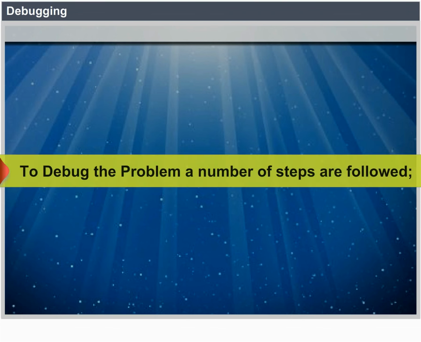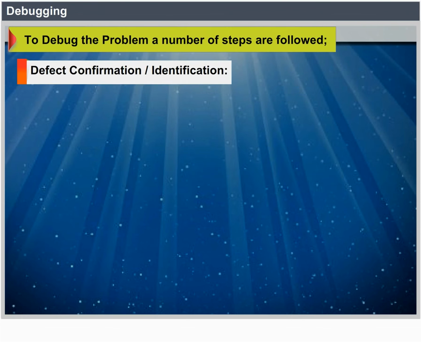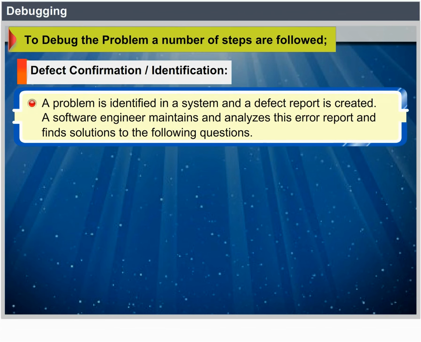To debug the problem, a number of steps are followed. Defect confirmation, identification. A problem is identified in a system and a defect report created. A software engineer maintains and analyzes this error report and finds solutions to the following questions.